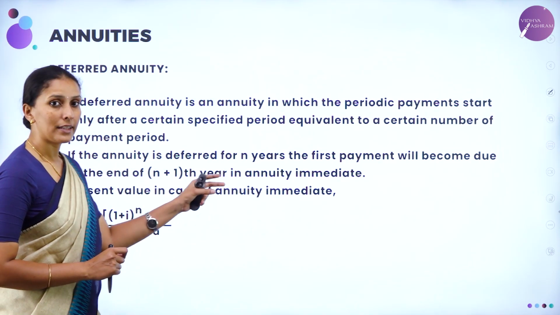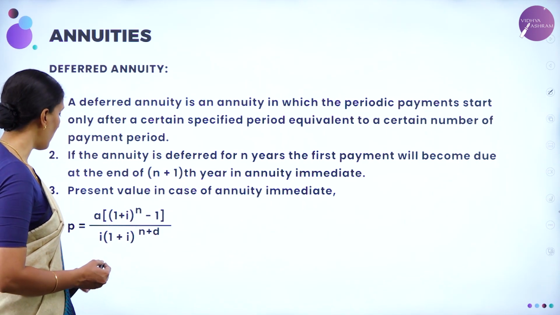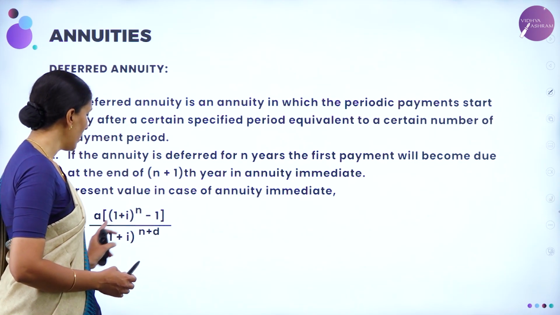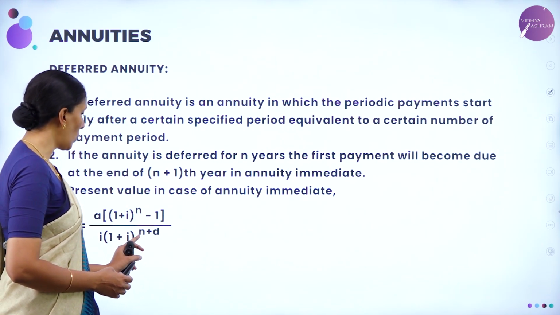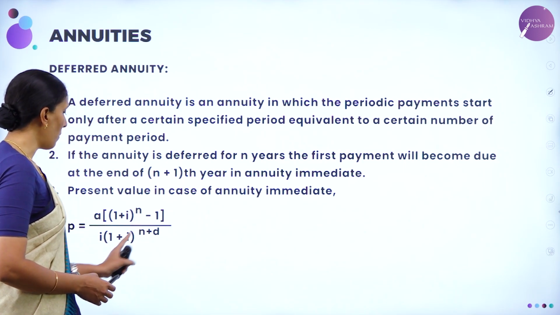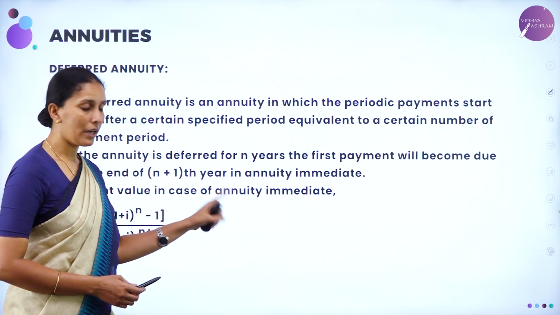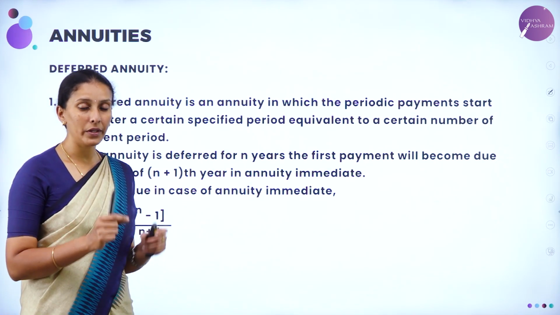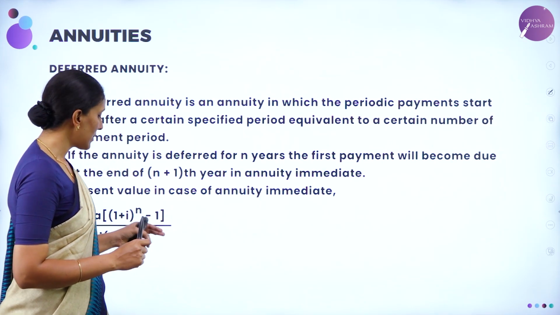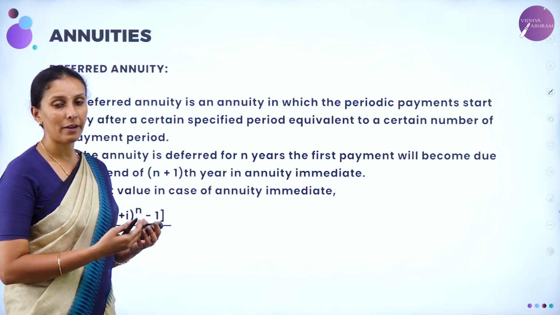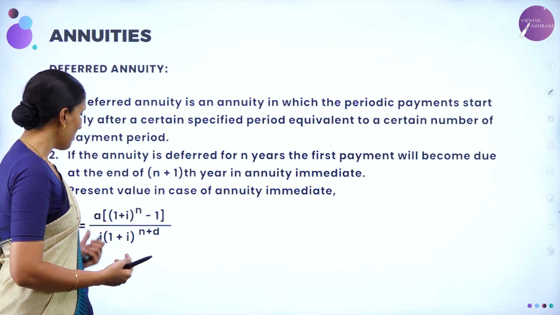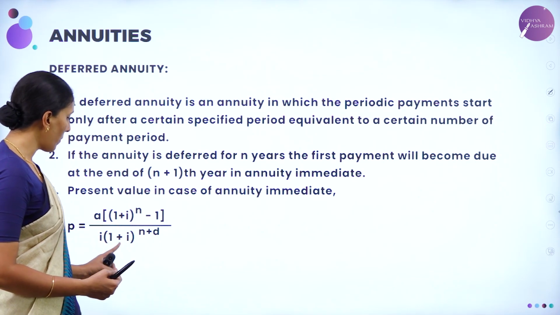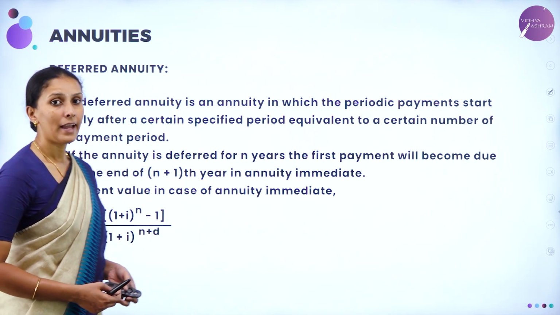In such a case, the annuity immediate is given by the formula P is equal to A into (1 plus i)^n minus 1 divided by i into (1 plus i)^(n plus d). So this is the formula for the present value of an annuity immediate. Here the power is raised to n plus d, where d indicates the number of years the annuity is deferred. For example, if d is 2 years, then we will write it in the form of n plus 2. So the same present value formula for annuity immediate is modified in the denominator as (1 plus i) to the power n plus d.